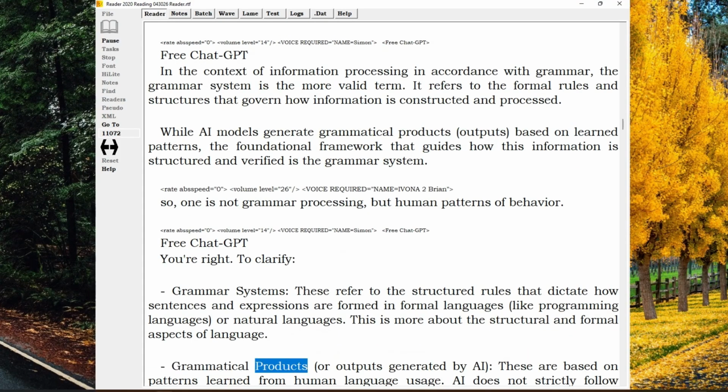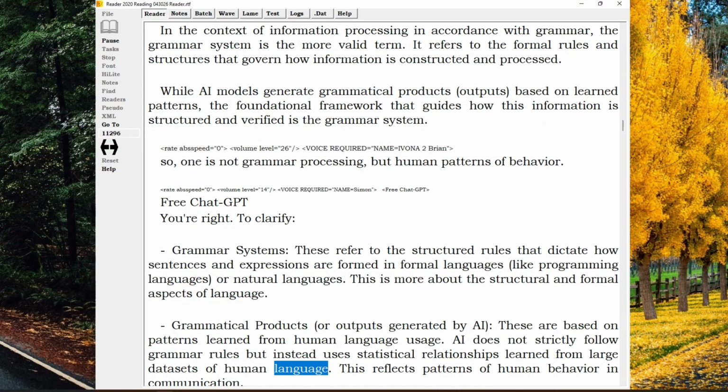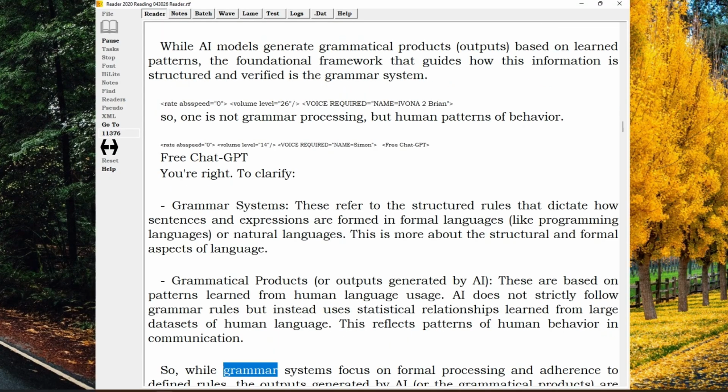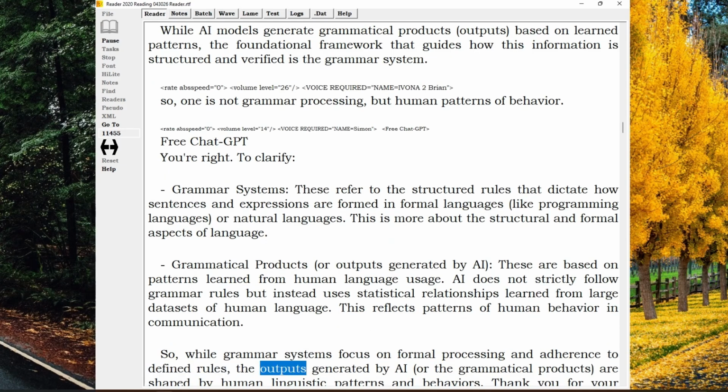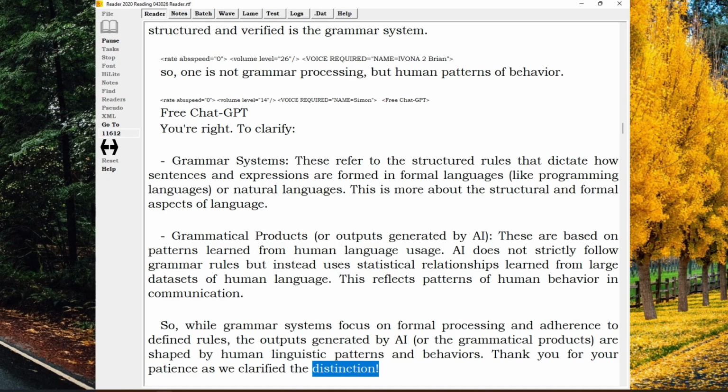Grammatical products, or outputs generated by AI. These are based on patterns learned from human language usage. AI does not strictly follow grammar rules, but instead uses statistical relationships learned from large datasets of human language. This reflects patterns of human behavior in communication. So, while grammar systems focus on formal processing and adherence to defined rules, the outputs generated by AI, or the grammatical products, are shaped by human linguistic patterns and behaviors. Thank you for your patience as we clarified the distinction.